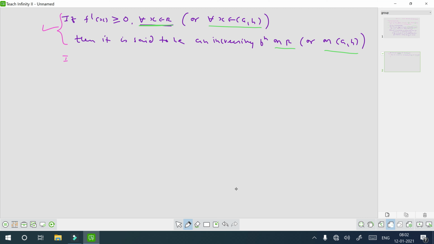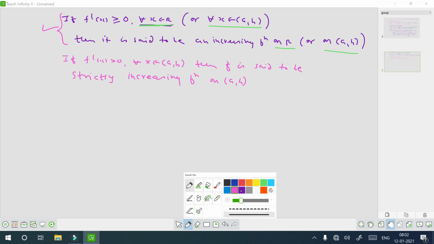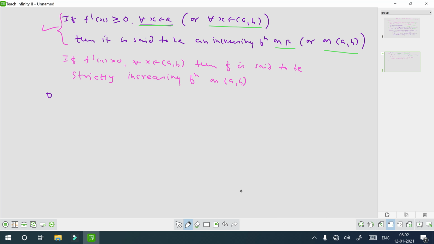Second thing, if f dash x greater than 0 for all x belongs to open interval AB, or for all x belongs to R, then f is said to be strictly increasing function on open interval AB. Clear? Same way, let us define decreasing function.